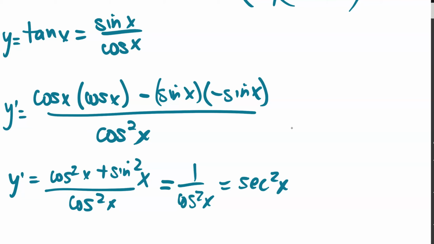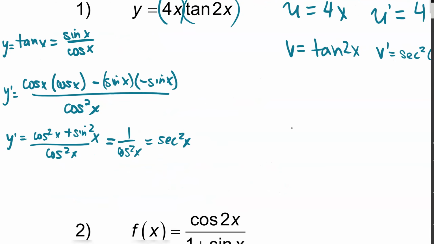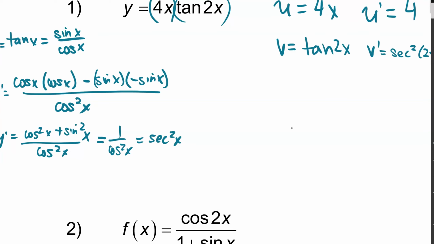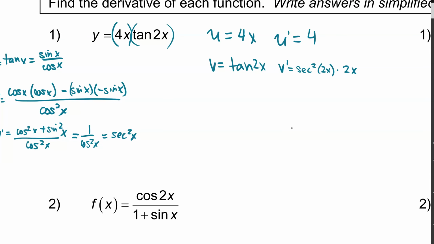I see a lot of people writing, so I'm describing where this came from. That's how I know tangent's derivative is secant squared. We derived it in the notes. It's literally sine and cosine, but tangent is an easier one to remember. So okay, now I can use my product rule.